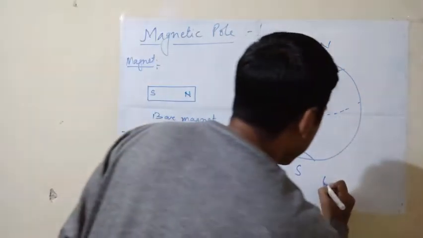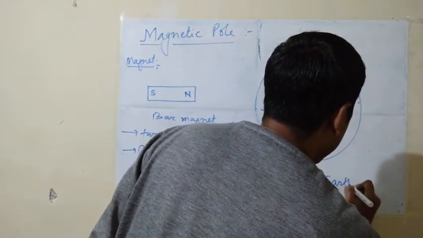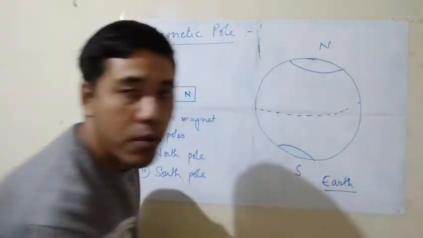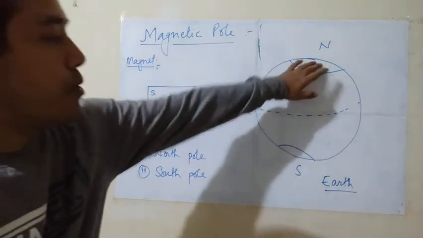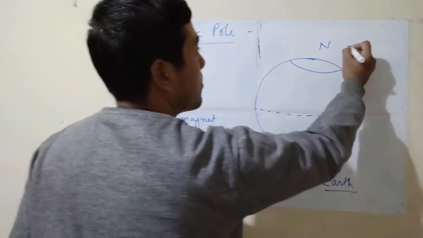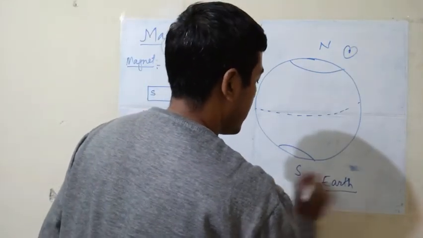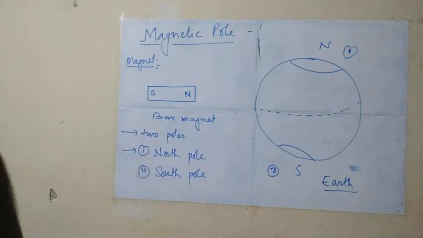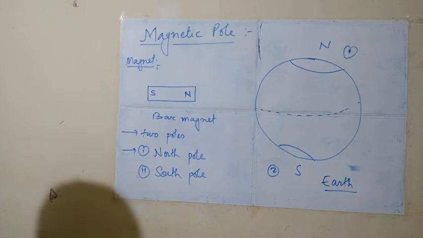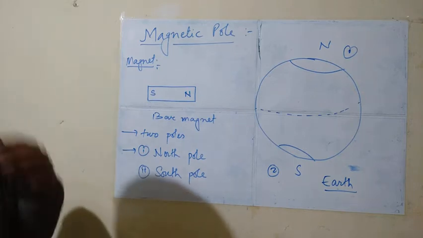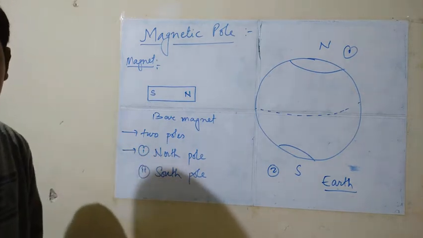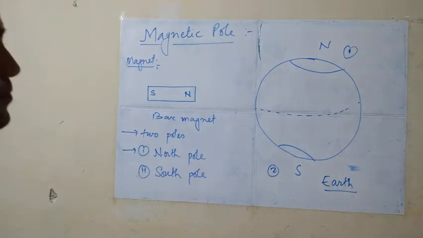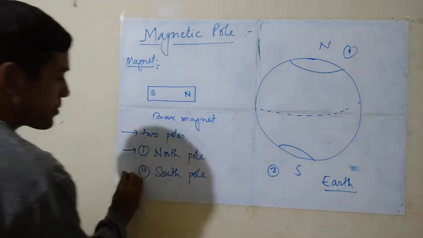This is our earth. How many poles are there in our earth? Two poles, north pole and south pole. This is one pole and this is the second pole. Okay, let's copy down and draw this diagram.